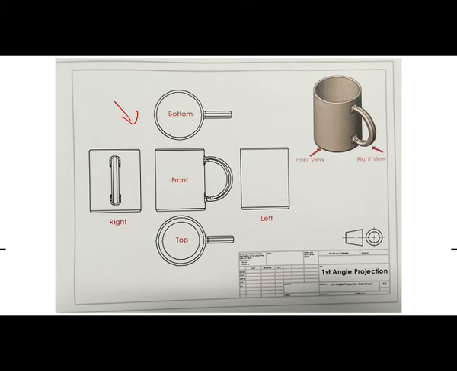If it were third angle projection, this should be right, this should be left, this should be top and this should be bottom. But it is first angle projection, that's why this is the left, this is the right, this is the bottom and this is the top. And the way of showing: this is the front view, this is the right view.